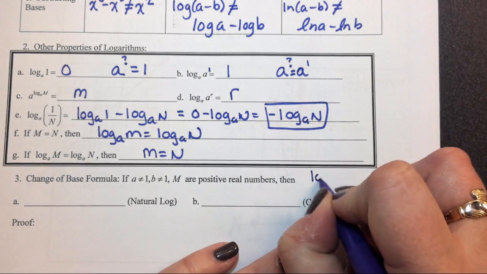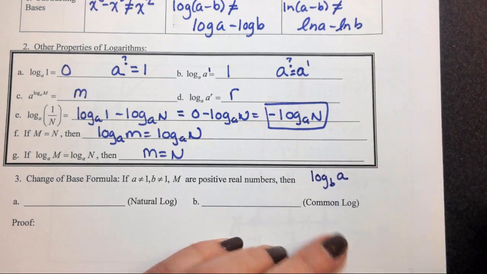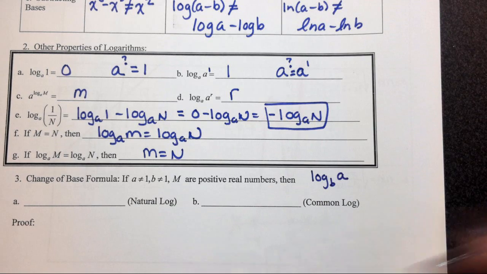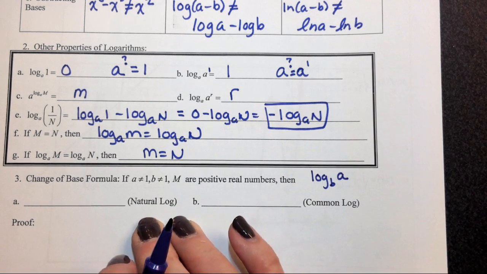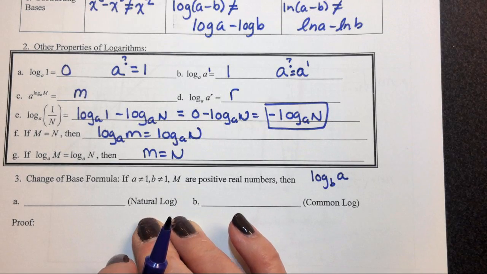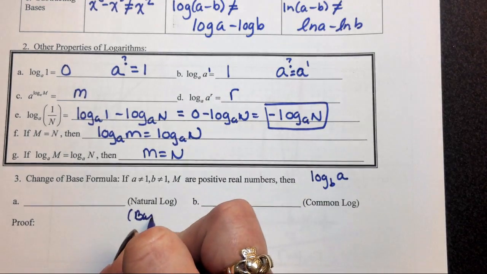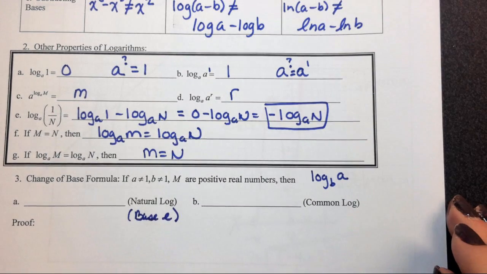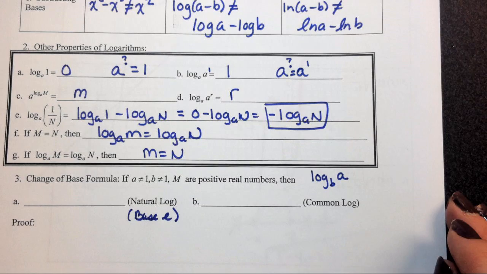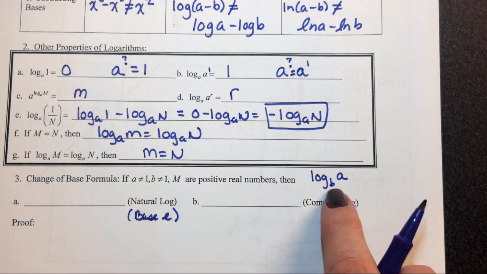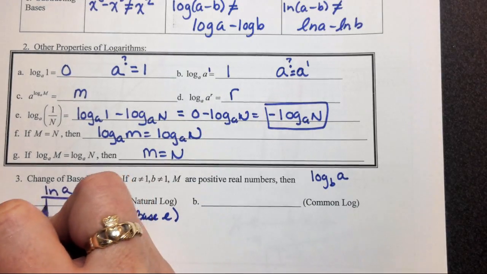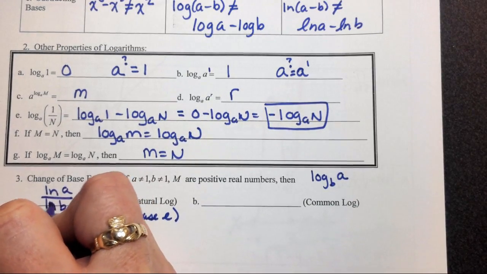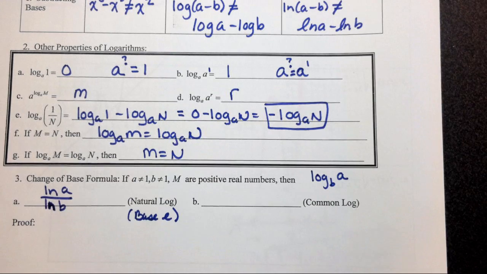So for example, if I have log base b of a, so b is the base of the logarithm, and I want to change it into a natural log, by the way, when I say natural log, what is the base of that logarithm? E. We call it the natural log because E is what we refer to as the natural number. So the way the change of base formula works, if I have log base b of a, I would take the natural log of a and divide it by the natural log of the base. Your base goes on the bottom.